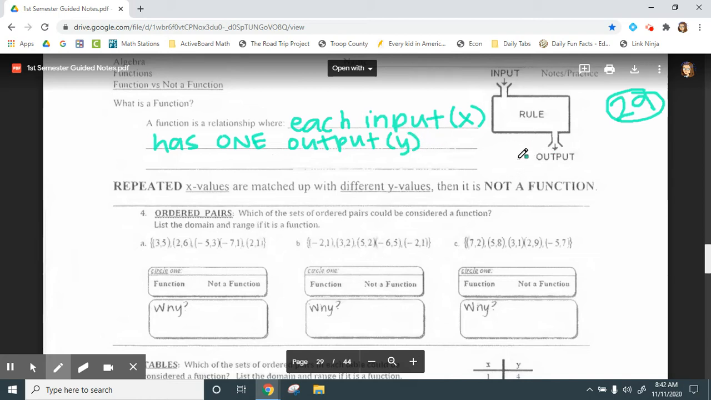Then we're also going to determine if it's linear or nonlinear. If it is linear, it follows a pattern, and it makes a straight line.